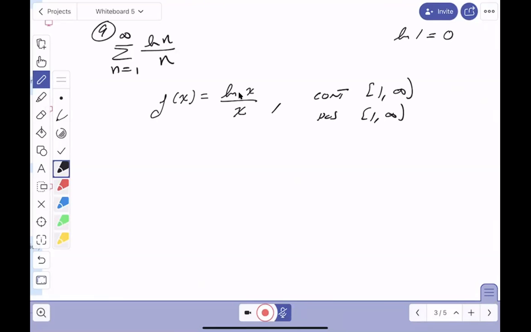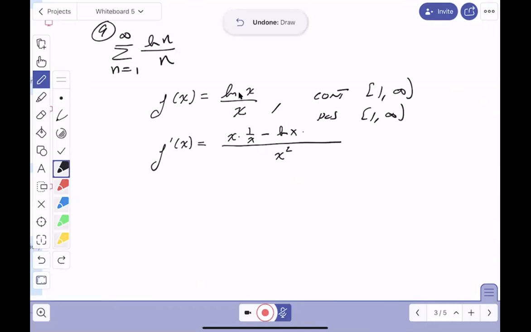All right. Let me just erase this over here. Let me see if it's decreasing. How would I do that? Let's take a look. Square the bottom. Bring the bottom to the top. Derivative of the top minus the top times the derivative of the bottom, which is x. I'm sorry, which is 1. Sorry about that. What do you get over here? 1 minus the natural log of x, over x squared.